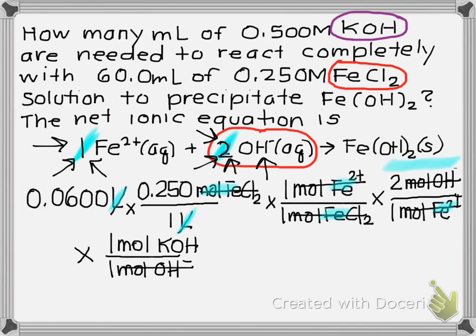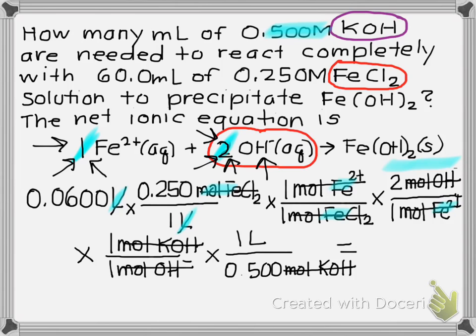Okay, if you have moles of a substance and you know the concentration, you can calculate the volume. So I take the moles of potassium hydroxide and I'm going to divide it by the concentration, because I know from my problem, looking up here, that I have 0.500 moles of potassium hydroxide in every liter. So I'll cancel out the moles of potassium hydroxide. Now when I get my answer, I'm going to have liters of potassium hydroxide.